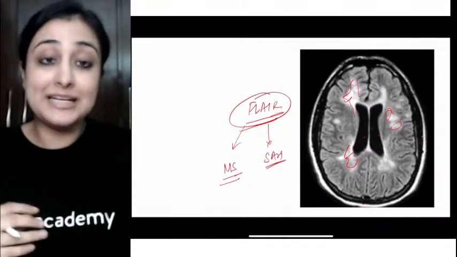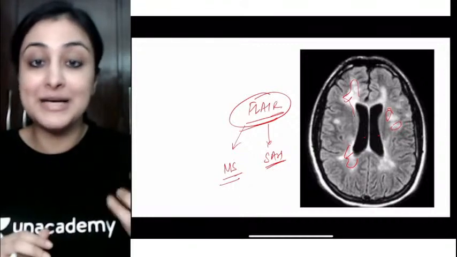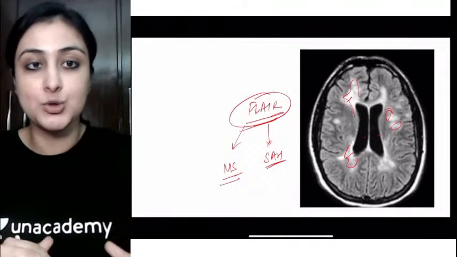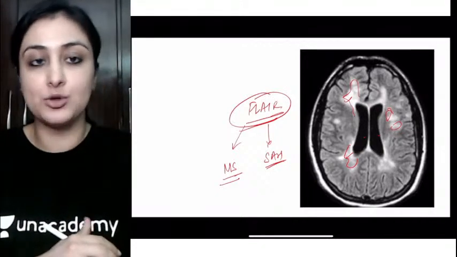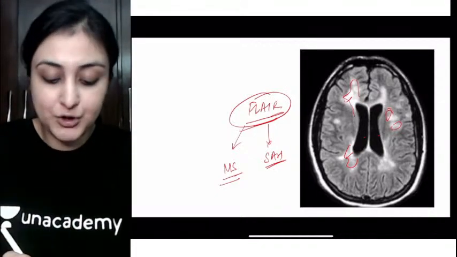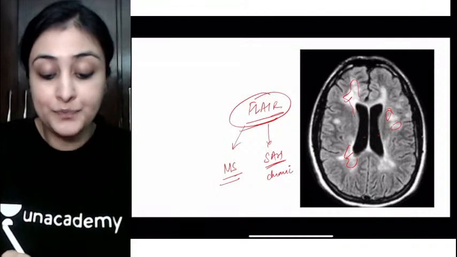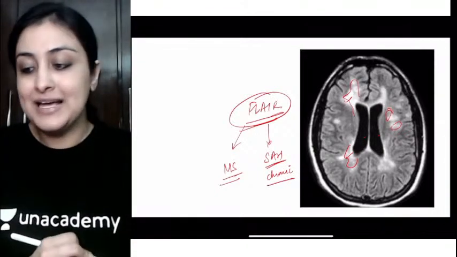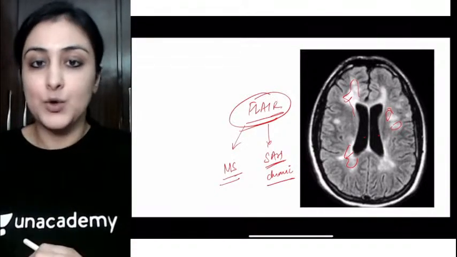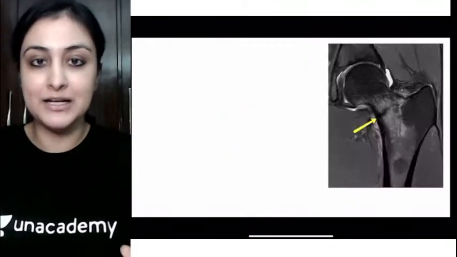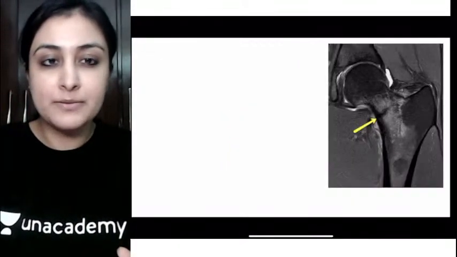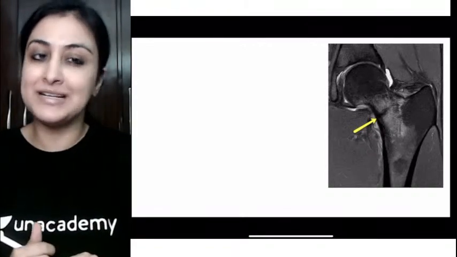Alright, so subarachnoid hemorrhage again typically can be identified on NCCT in an acute setting, but a lot of times if the patients are coming with chronic subarachnoid hemorrhage, CT will miss it. So for chronic SAH, we want to do MRI, and for that FLAIR is very, very useful. Okay, so this is about the utility of FLAIR. Understood, everyone?